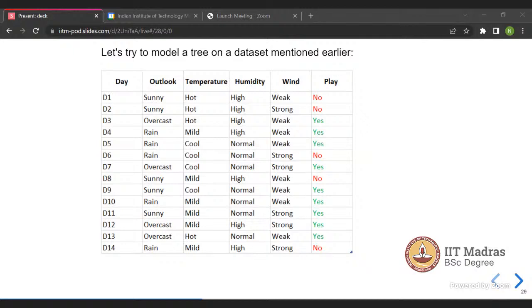I'm muting everyone, and Nishant, you can unmute yourself and then continue.